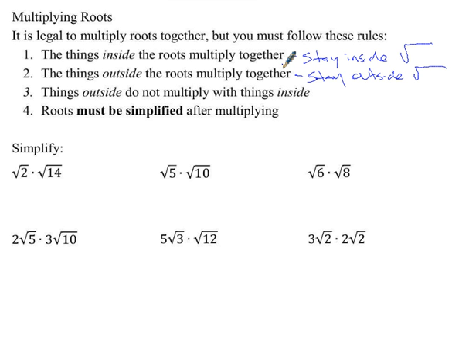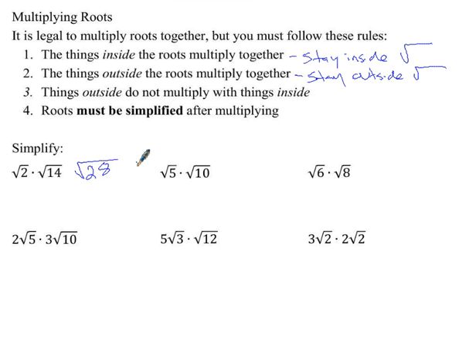It's kind of like when you're adding or subtracting fractions. You always reduce your fraction. You always simplify the square root also. So, for example, we have the square root of 2 times the square root of 14. Well, we have numbers inside the square roots there, so we can multiply those numbers together. This becomes the square root of what? What's 2 times 14? 28. So now we have the square root of 28.